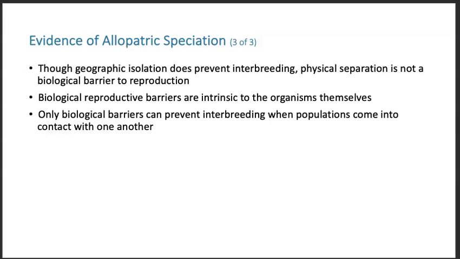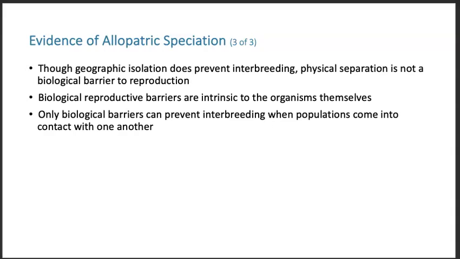Geographic isolation does prevent breeding between species, but physical separation itself is not a biological barrier to reproduction. Biological reproductive barriers are something intrinsic to the organisms themselves. It's that concept of the mechanical isolation or the behavioral isolation, right? Those are biological reproductive barriers. And it's only biological barriers, this is so important, it's only biological barriers that can prevent interbreeding when two populations come into contact with each other.